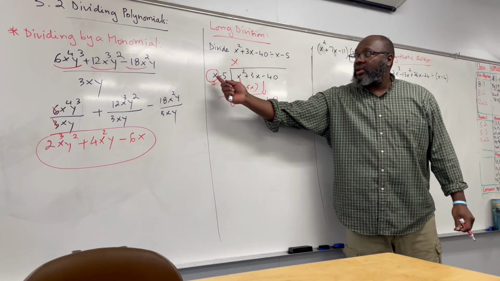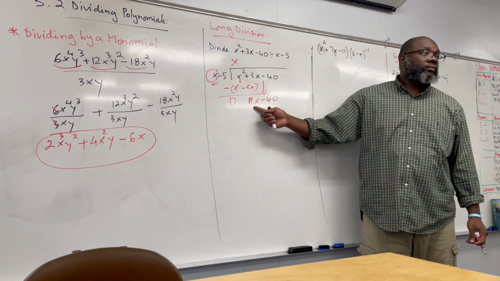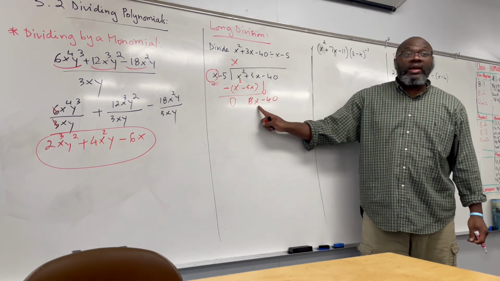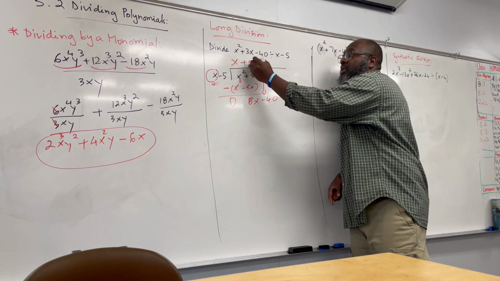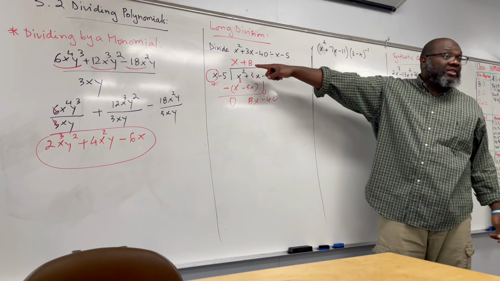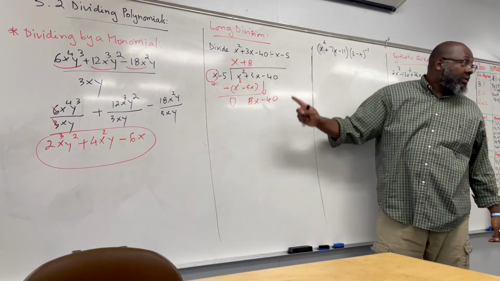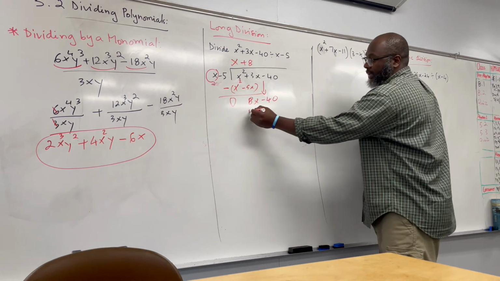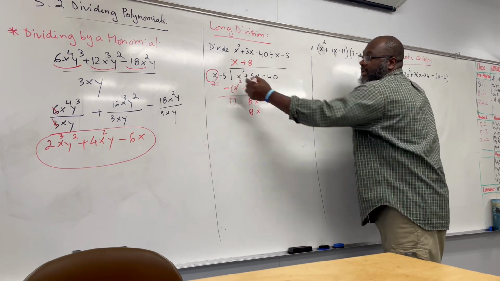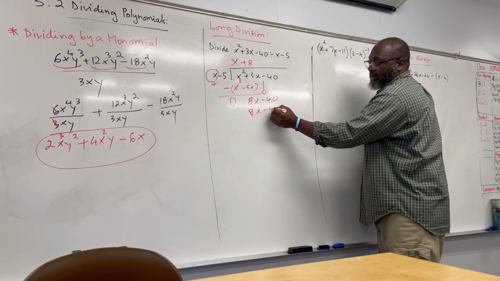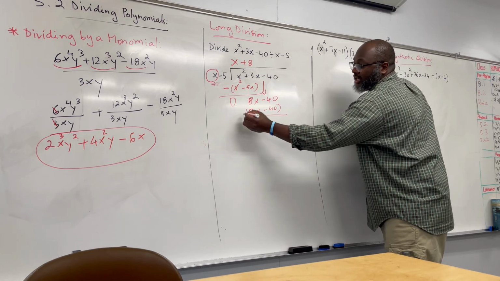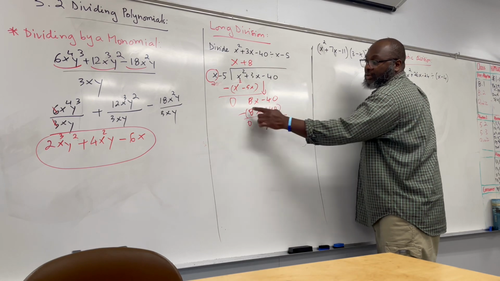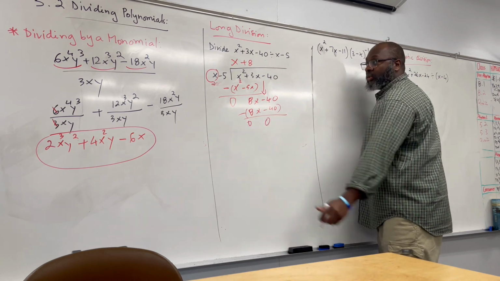So I'm going to do the same thing. How many times does x go into 8x? 8 times, plus 8, because it's a positive. Correct? Are we good on that? Now, what's 8 times x? 8x. What is 8 times negative 5? Negative 40. And we do the same thing, we subtract it. 8x minus 8x is 0. Negative 40 minus negative 40 is also 0.